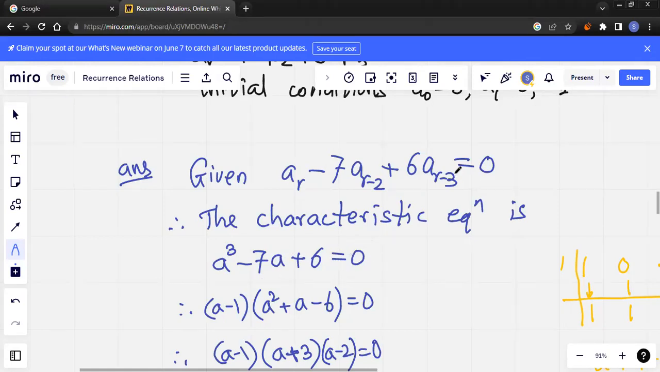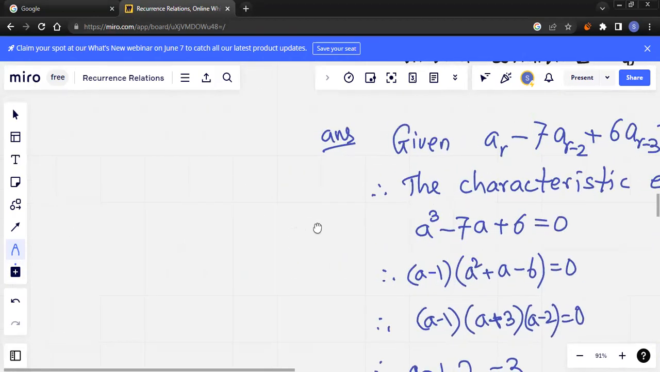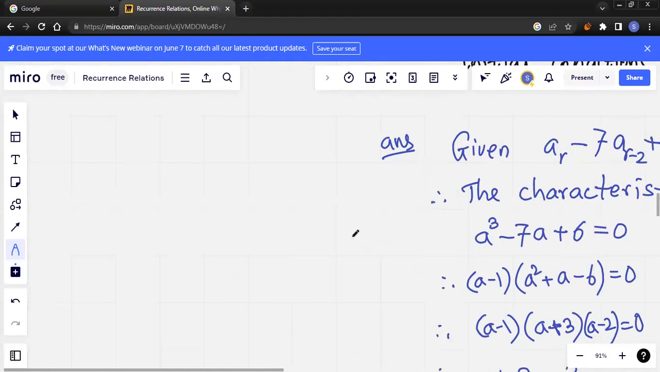Let me repeat. If I call this 1 step ahead, and the next term, or you can show it somewhat like this. Let us once again try to.